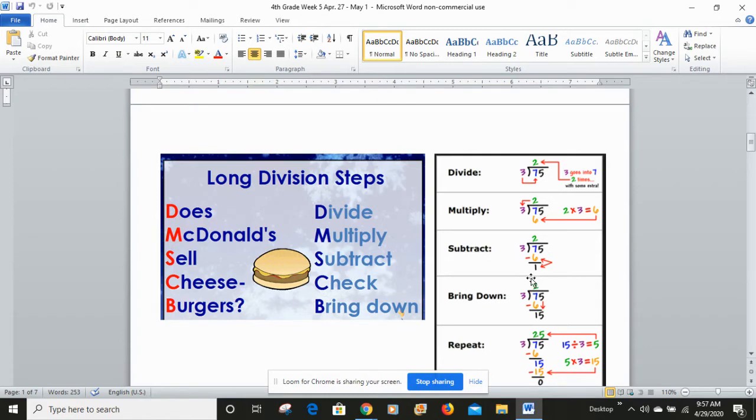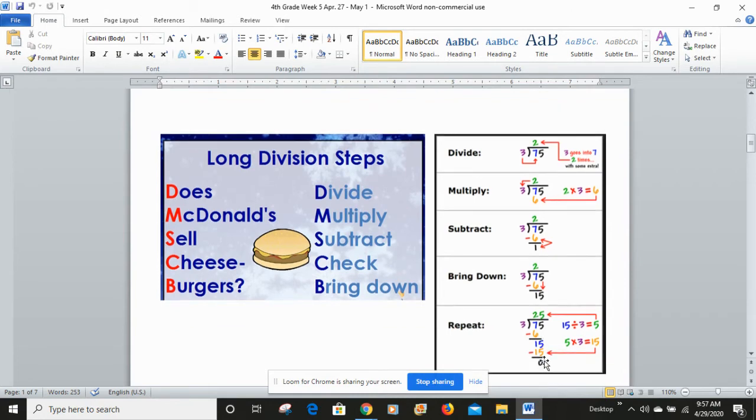And then the B part is bringing down the next number, in this case a 5. And then we start the routine over again. And we say, how many times will 3 divide into 15? And we know that 3 times 5 equals 15. I put that down, subtract, and I'm left with 0, no remainders. So remember the divide, multiply, subtract, and bring down steps for the long division part of it.